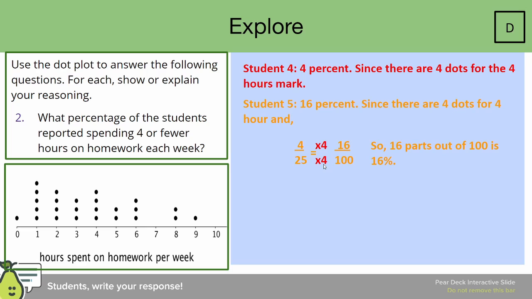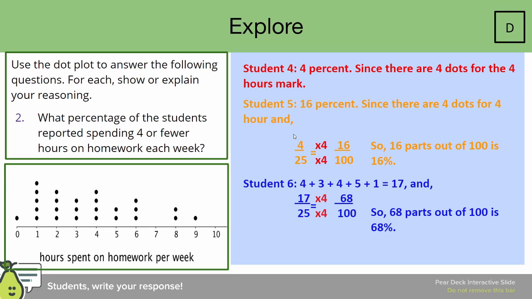They multiplied the numerator and denominator both by 4, and they created an equivalent fraction, which is 16 out of 100. Since this new fraction has a denominator which is 100, that means you have 16 parts out of 100. Therefore, you have 16%. So this unfortunately is not correct, as you said, because they're ignoring the fact that this question says or fewer, 4 or fewer. They told us the percentage of students who spent exactly 4 hours on homework each week, but they don't want to know exactly how many kids spent 4 hours. They want to know 4 or fewer. So student 5 did an amazing job, but it's not enough. Let's take a look at student 6.